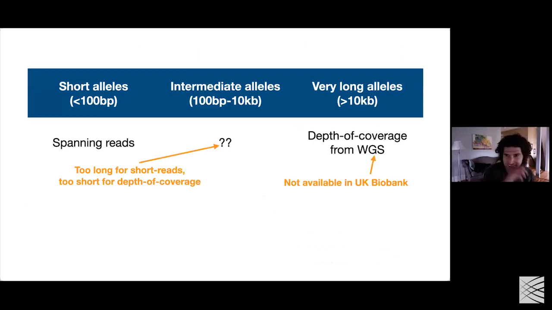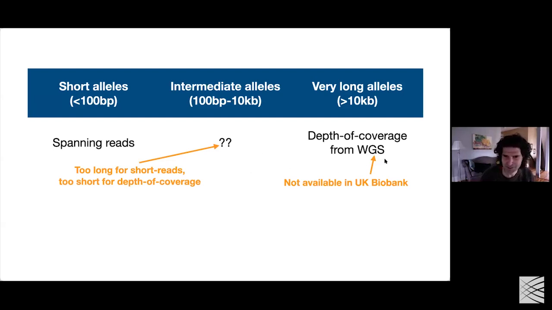So summarizing, the existing methods for measuring VNTRs in sequencing data are good at measuring very short alleles with spanning reads or very long alleles via depth of coverage in whole genome sequencing data. There are two serious obstacles to using these methods to study VNTRs in the UK Biobank. First, there's this big range of intermediate VNTR allele lengths that aren't really accessible to these methods. They're too long to be spanned by short reads and not long enough to be accurately estimated from depth of coverage.